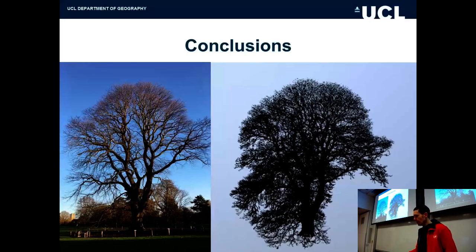This is another tree in Kew. This is what they call a chestnut-leaved oak. I've not come across this species. It's an oak tree, but the leaves look just like a chestnut, hence the name. They really do. If you didn't know it was an oak tree and you looked at the leaves, you'd think it was a chestnut. It's weird.